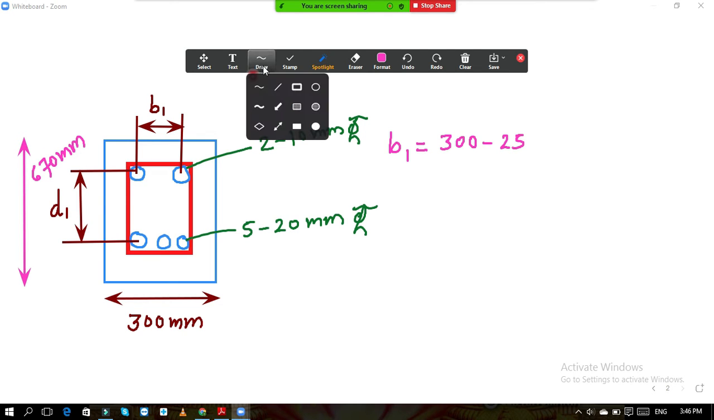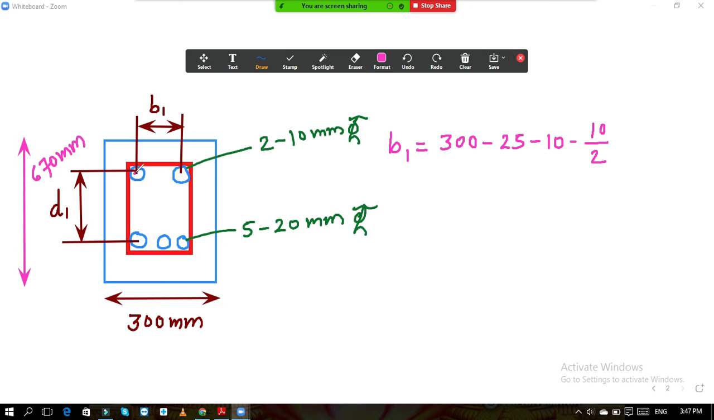So now it is minus 25 minus 10, minus at top 2 bars of 10 mm, so 10 by 2. Now we have reached this point. Similarly from this side also, we should do the same calculation. From the other side, it is again minus 25 minus 10 minus 10 by 2. If you solve this, you will get the value of B1. Let me know the value of B1.